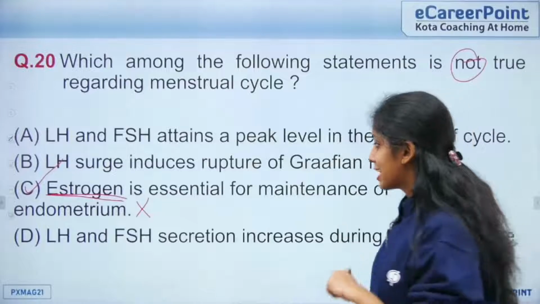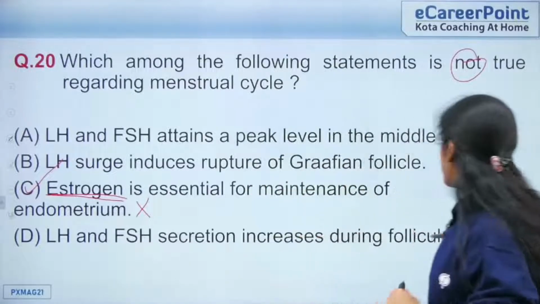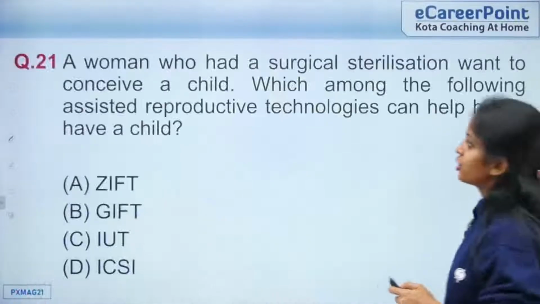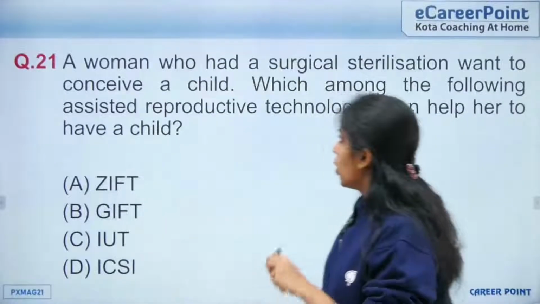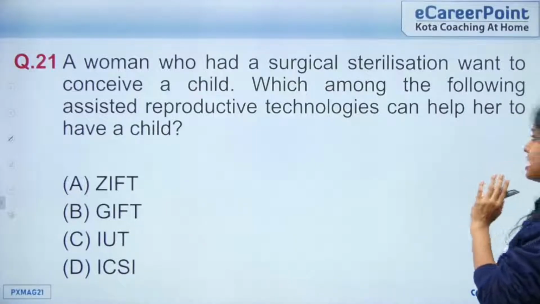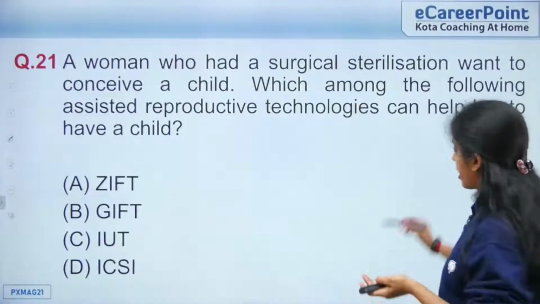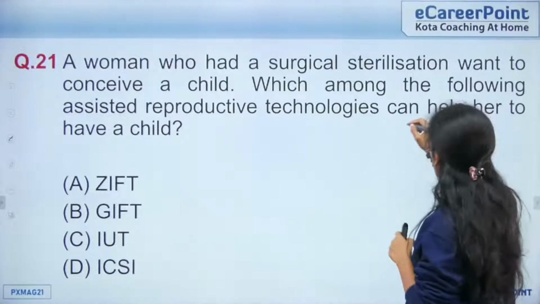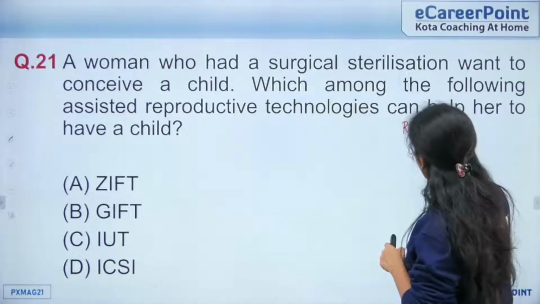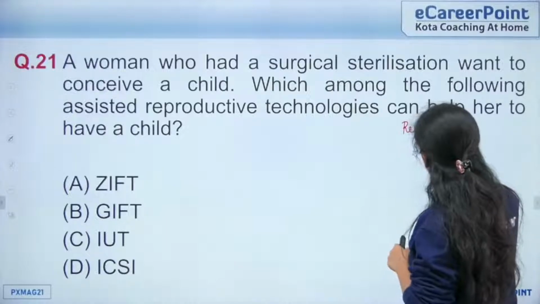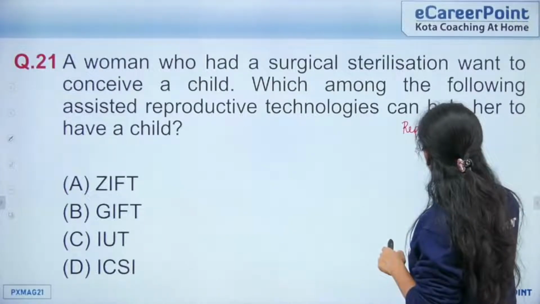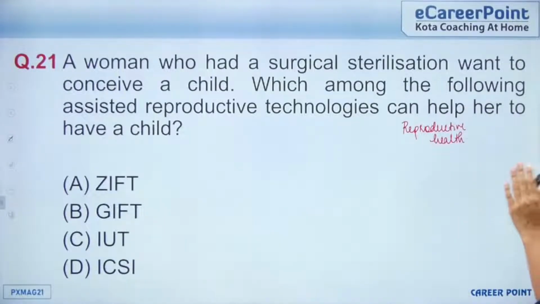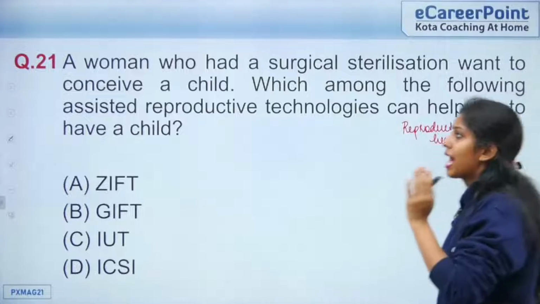So for a change, let's read the D also. Increases during the follicular phase. This is also a right statement. Right? So question 21. A woman who had a surgical sterilization wants to conceive a child. So this is a type of barrier methods and assisted reproductive technologies. So this comes from the chapter Reproductive Health. Right? So which among the following assisted technologies can help her have a child?